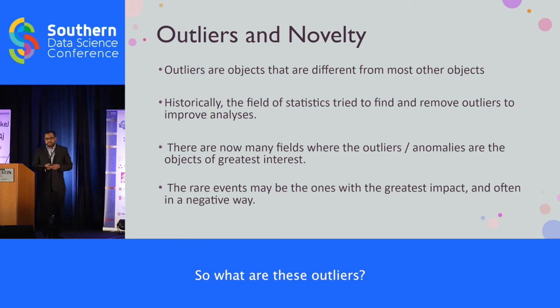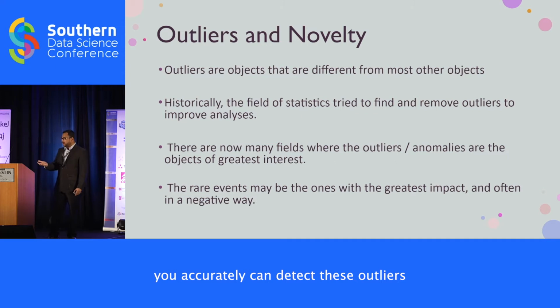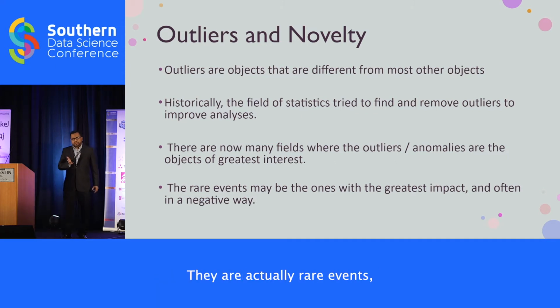So what are outliers? Outliers are generally objects that are different from most other objects. There is a field in statistics where we find these outliers in the data and remove them, and then we train an algorithm to train a classifier. There are numerous fields in which outlier detection, novelty detection, and anomaly detection is a very important problem. The success of many of those industries depends on how accurately you can detect these outliers in the data. They are rare events, but very significant. For example, a cancer, which is just one case in maybe 1 million, is very important. If you miss it, that would be a problem. There are many other examples which we are going to talk about in the next few minutes.